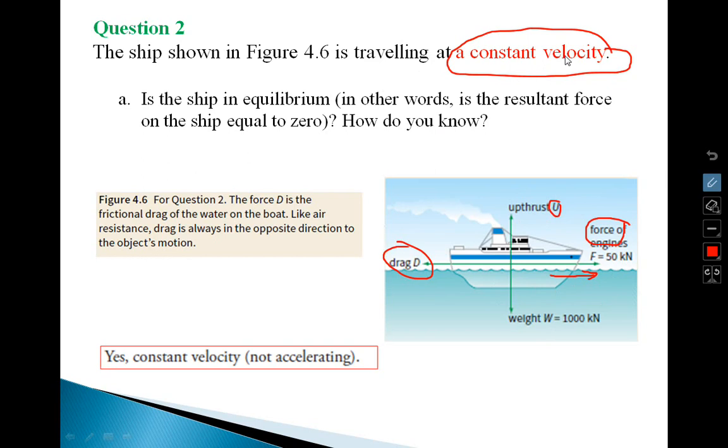Because this ship is traveling at constant velocity, it is in equilibrium. There is no acceleration; acceleration is equal to 0, or in other words, the resultant force on the ship is equal to 0. Why? Because it's traveling at constant velocity.